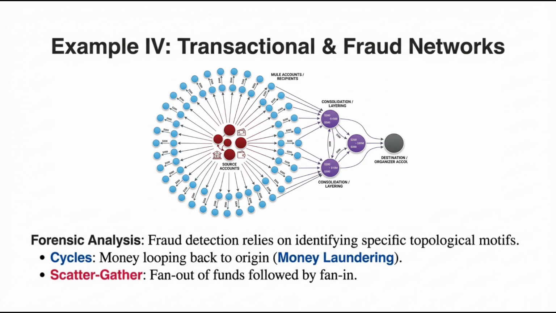What is interesting here is that we are not only studying the amount of money transferred, we are studying the shape of the transfers. So once again, topology becomes information. A transaction network can reveal hidden intent through repeated structural patterns, even when individual transactions look ordinary in isolation.